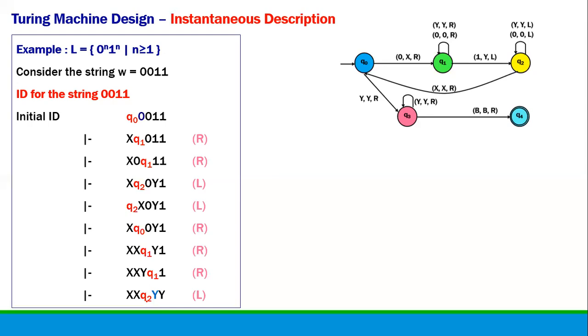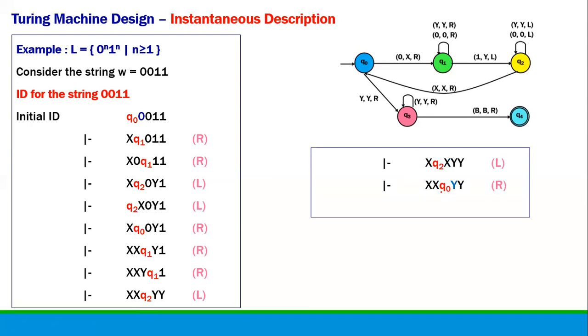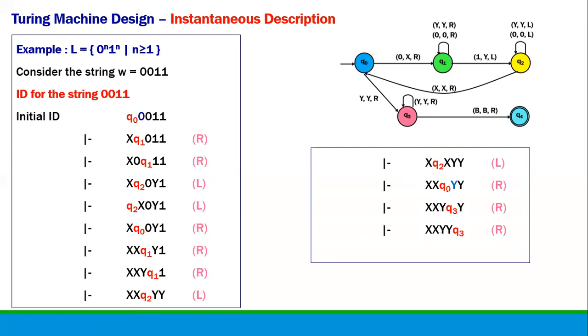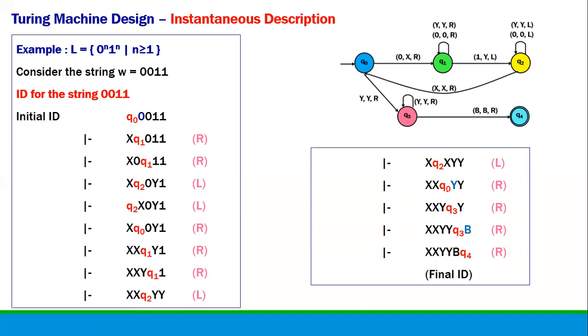So q2. Then after that, again I'm reading X, so again you have to shift left. Now I'm reading X. Once I read X, I should not do any change, just move right. So moving right of this q2, it will come here. Now I'm reading Y, so it will move right. Then again Y, it will move right. Finally it will read blank. Once it reads blank, that means I have reached the final state q4. Okay, so this is the final ID.